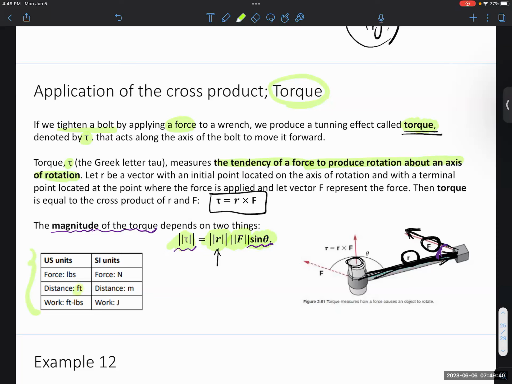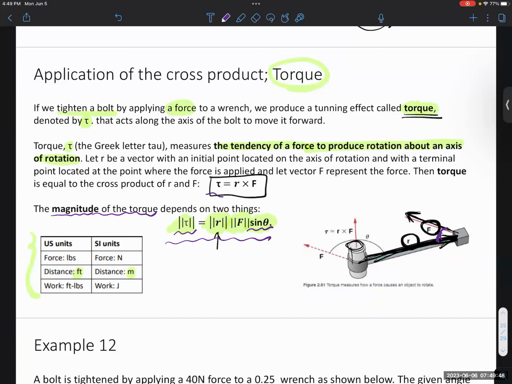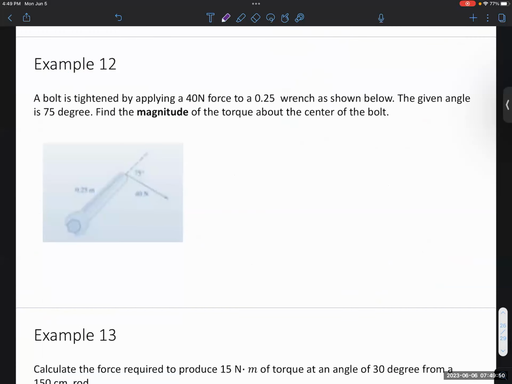We are using foot or meter. We are not using centimeter for the distance. Just be aware. So let's take a look at the example. Remember this formula, and those are two. All right, here we go. This is a real problem. I really want to do it.